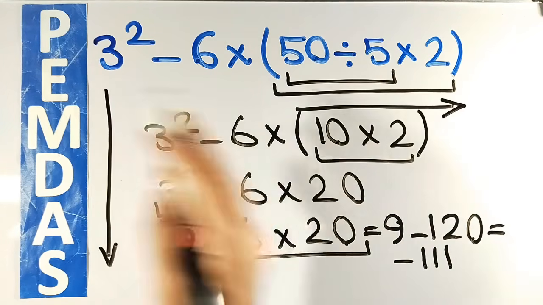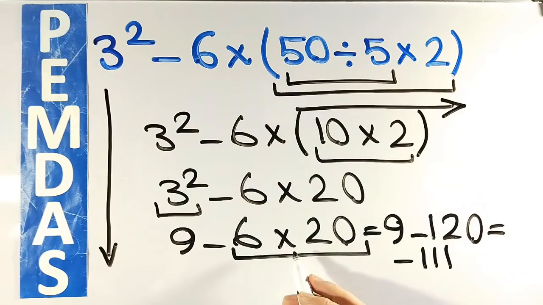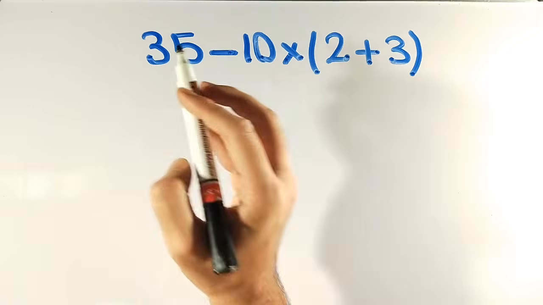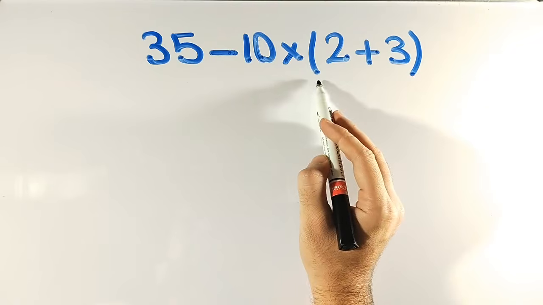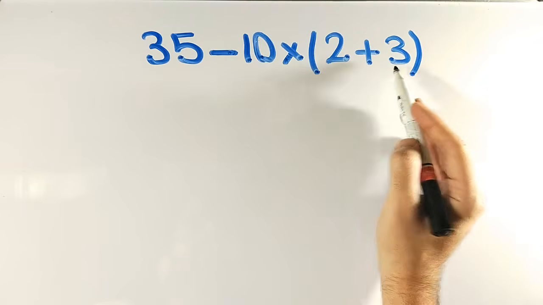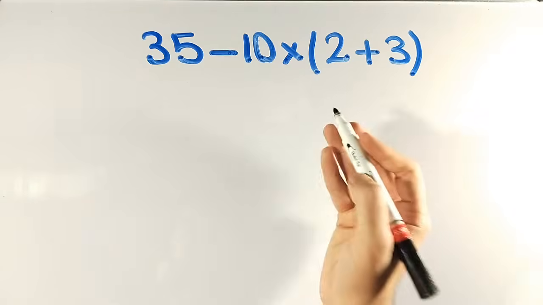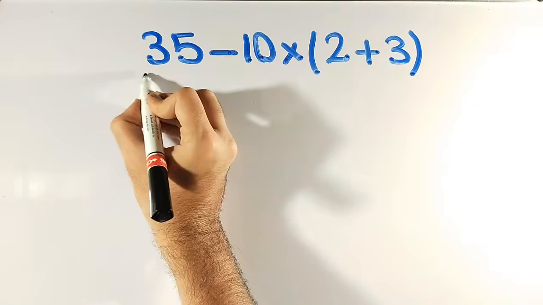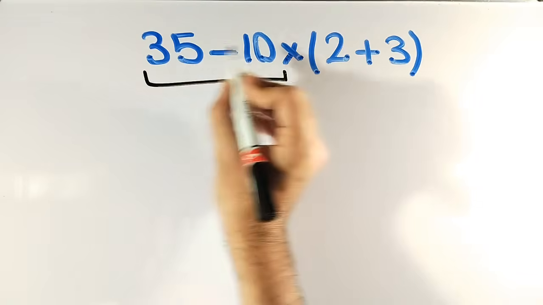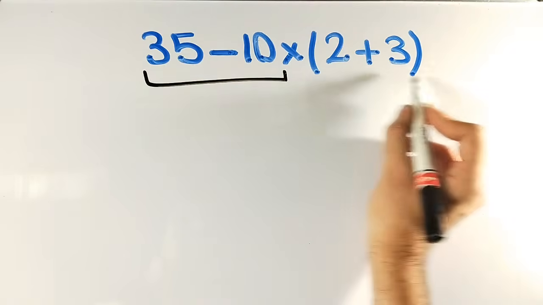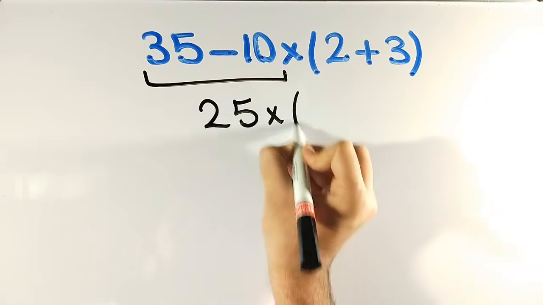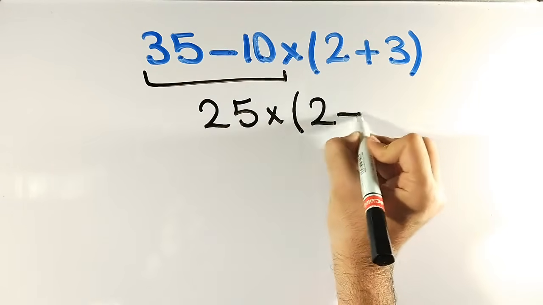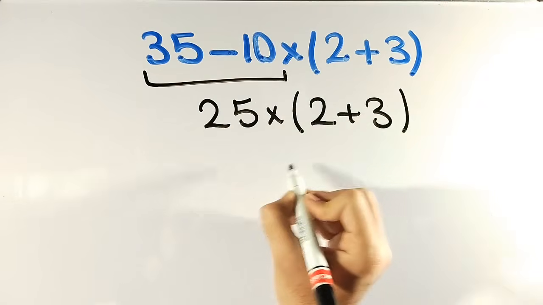Alright, now let's solve the final math question together. What is the value of the expression 35 minus 10 multiplied by open parentheses 2 plus 3 close parentheses? Many people when solving this question first go for the subtraction between 35 and 10, and instead of this expression they write 25 multiplied by open parentheses 2 plus 3 close parentheses.